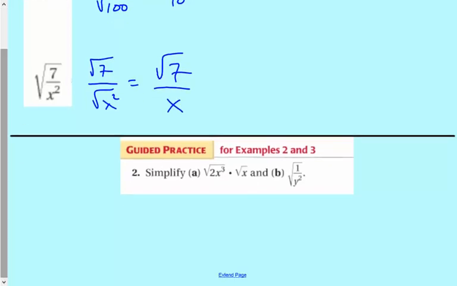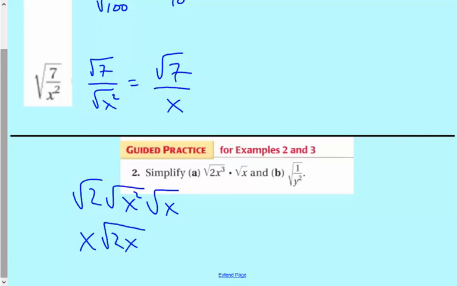Couple more sample problems here. We have root 2, we have root x squared, we have root x. So the only thing that simplifies here is the x squared, and then I have root 2x left over. On this one here, I have the square root of 1, the square root of y squared, so this gives me 1 over y.